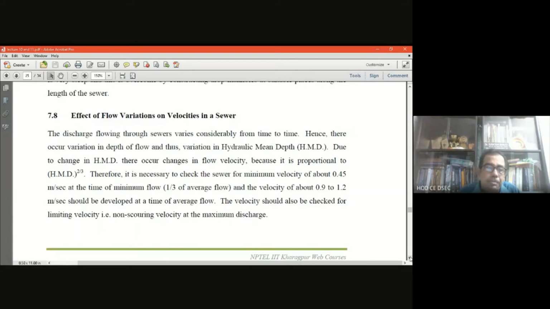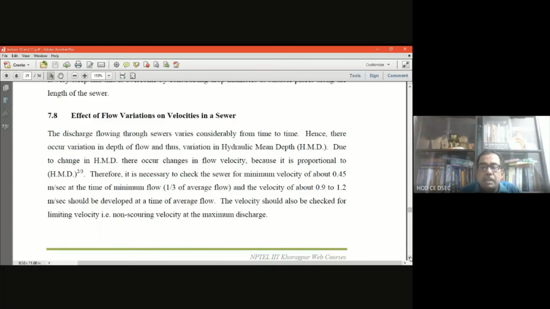then obviously it is going to impact the hydraulic radius R, and obviously it will impact the flow. So the minimum flow has to be maintained at 1/3 of the average flow, and flow velocity should be maintained at 0.9 to 1.2 meter per second. It should be developed at the time of average flow.